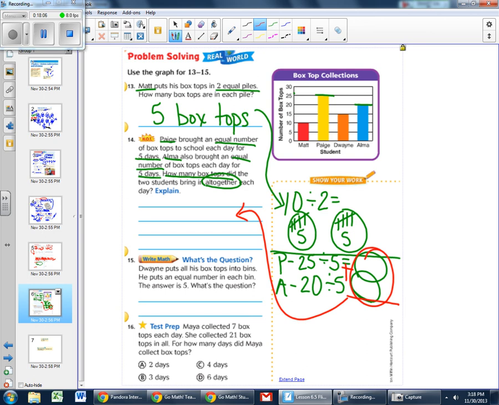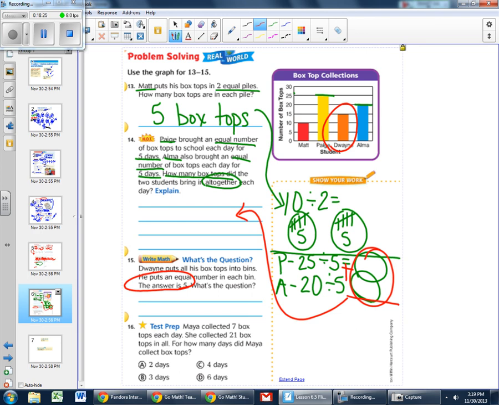So something like, how many box tops did Dwayne put into 3 bins? Something like that you can answer using this. The answer is 5. Okay. So again, looking at Dwayne up here, he has 15. What could the question be that the answer is 5?